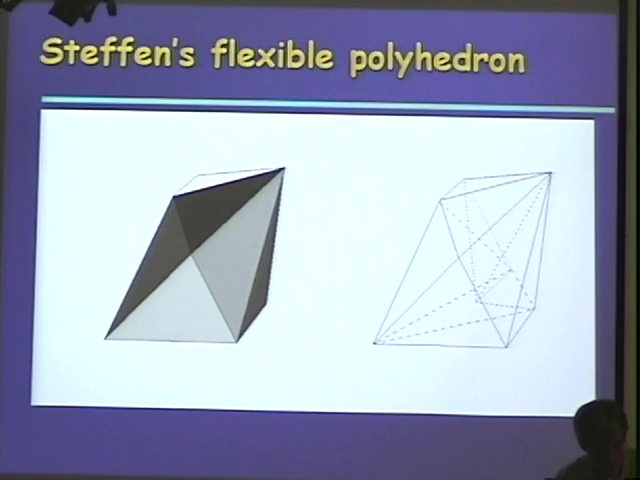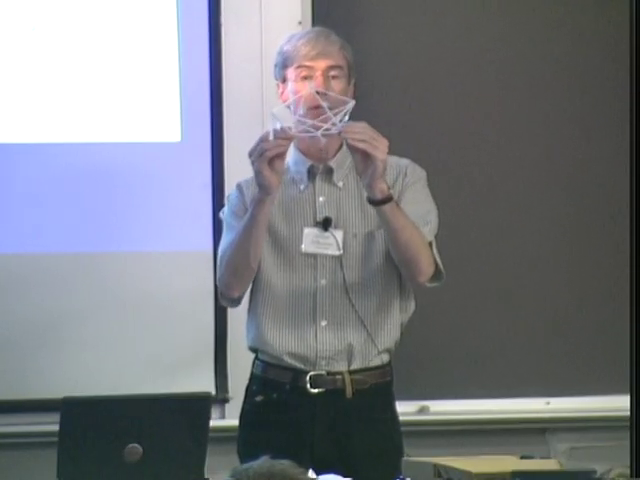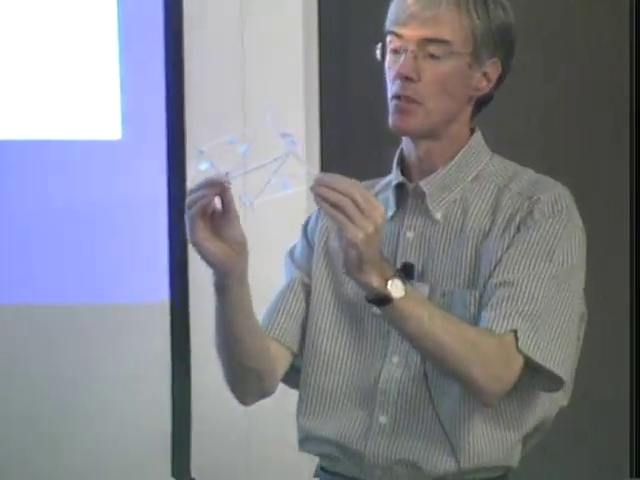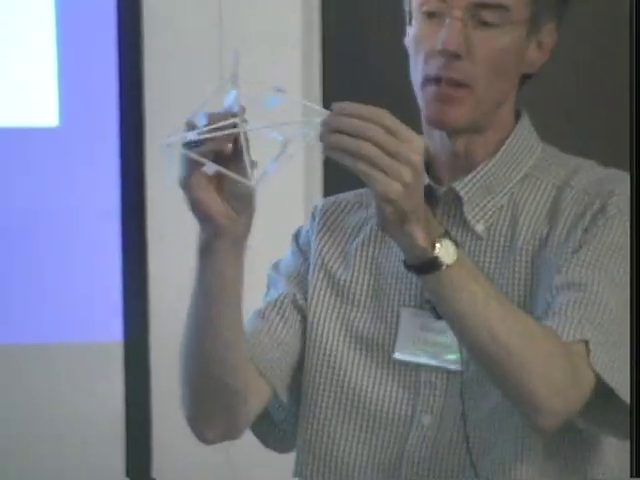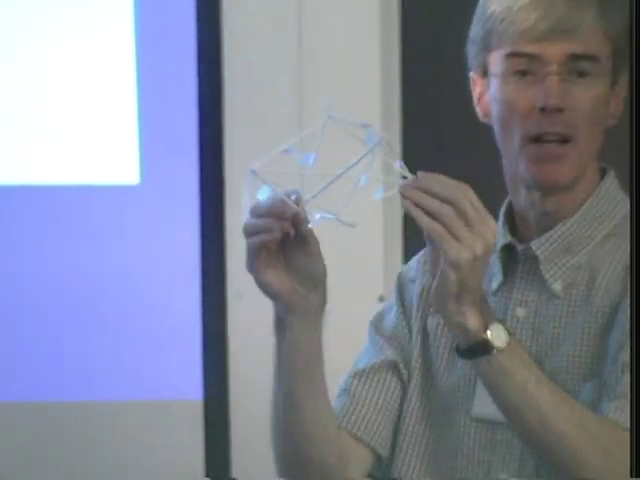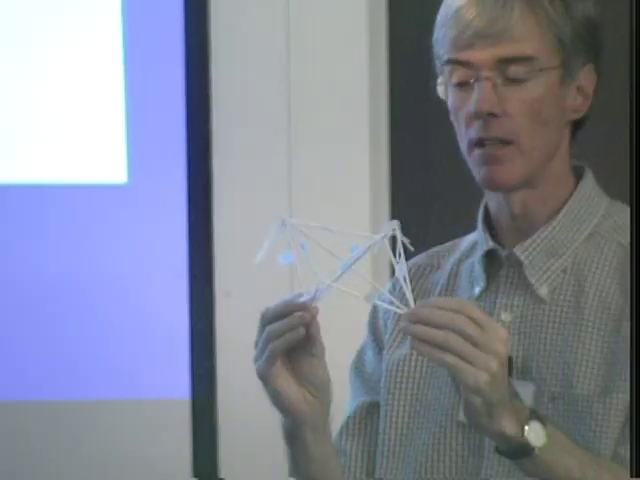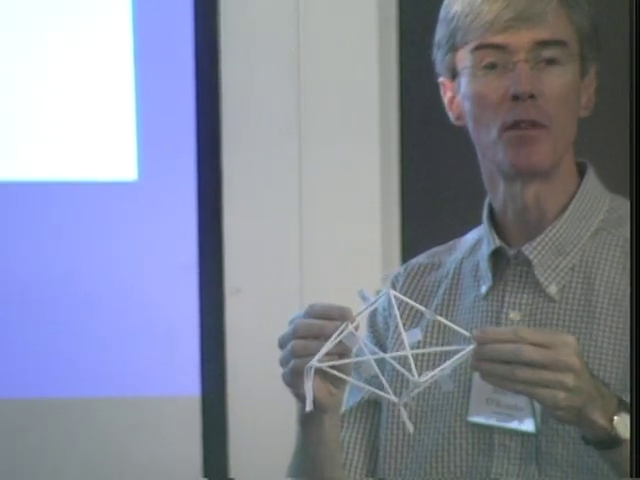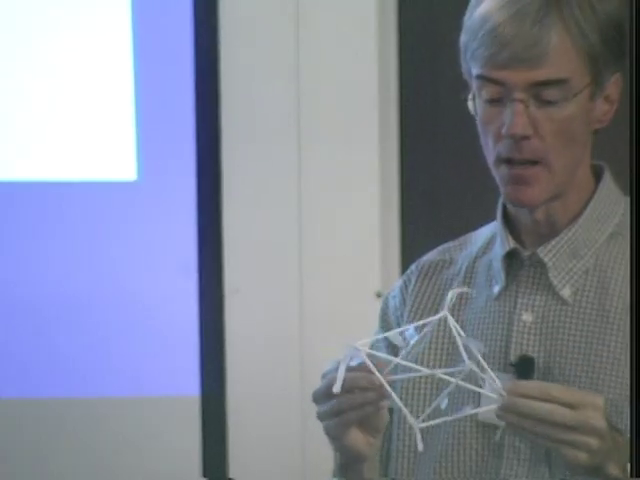I don't have a picture of Connelly's, but it depends on something called Bricard's octahedron, which I have here, which is a very nice linkage structure. This is made out of straws and string, which flexes in this nice way, but it self-intersects, so it's not a real polyhedron. And Bob Connelly managed to take the essence of Bricard's polyhedron and avoid the self-intersection. It was a real achievement, and very subtle. It only flexes a little bit.